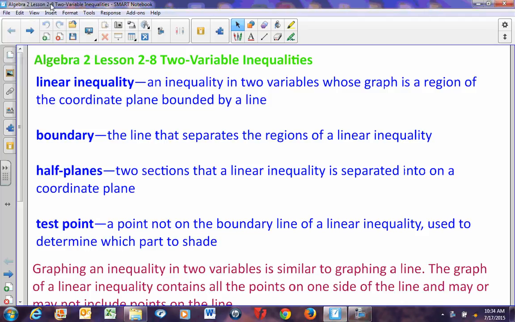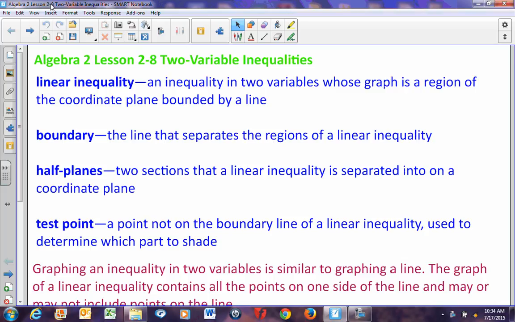This is Algebra 2, Lesson 2-8, two-variable inequalities. Now we've done two-variable inequalities before in Algebra 1. We're only going to add a little bit more to this lesson toward the end, so this should be fairly simple for most of you. Once we review it, you should be coming back to it and remembering what you did for this.